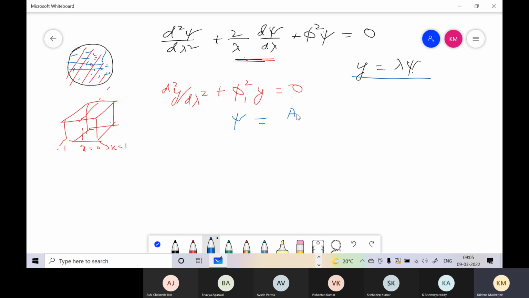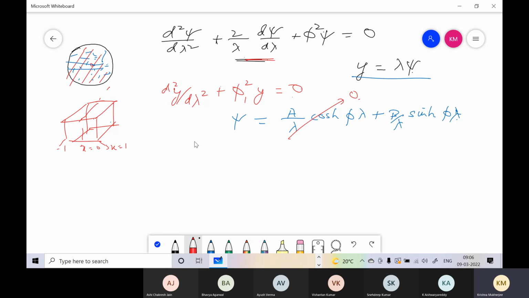Some constant A by lambda cosh phi lambda plus B by lambda sinh phi lambda, right? And using the basic boundary condition that at lambda equal to 0, which is at the midpoint, these values are finite, we managed to get rid of this expression because A is equal to 0. Because the cosh term is a positive number, you cannot get infinity, so A is equal to 0, and this term disappears.